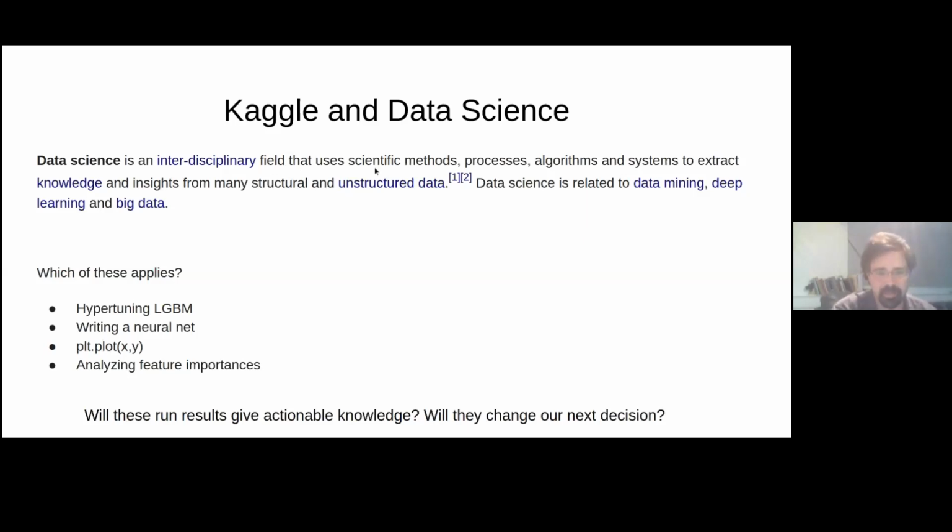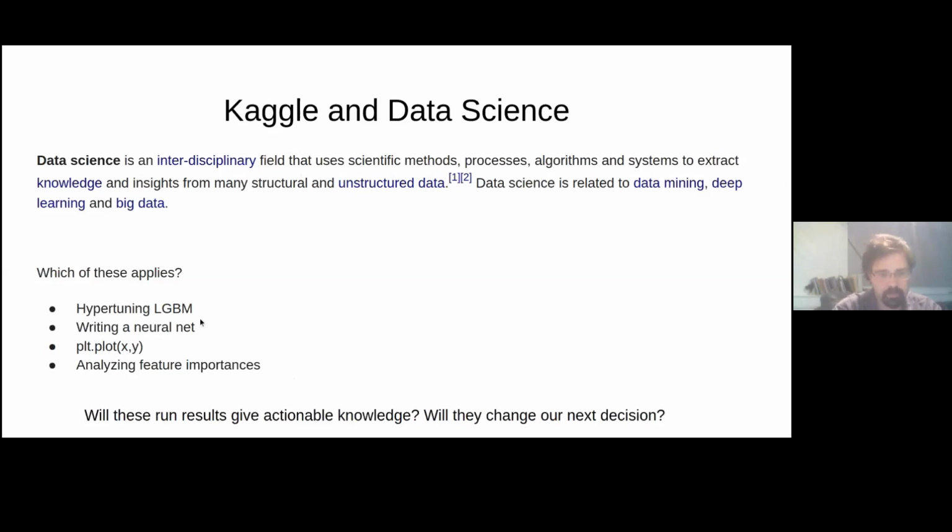So it's an interdisciplinary field, obviously, but important is that it uses scientific methods, and then some buzzwords here, scientific methods to extract knowledge from data. What scientific method means to us as scientists is that you're doing experiments to tell you something that you didn't know beforehand about the data. This is what we actually spend most of our time doing on Kaggle.